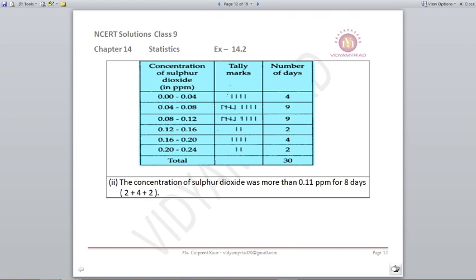Now we have made the concentration class intervals. Based on that, tally marks are there, and after that we write the number of days. So the concentration of sulfur dioxide was more than 0.11 ppm for 8 days. How do we calculate 8 days? We start from 0.12 to 0.16. 0.12 is your ppm. From here till the last, that is 2 plus 4 plus 2, that is for 8 days the concentration of sulfur dioxide was more than 0.11 ppm.